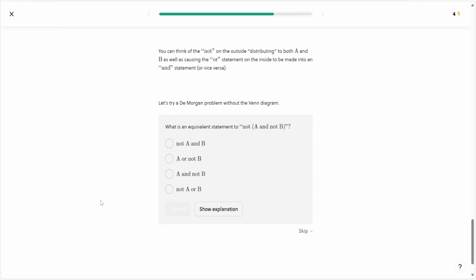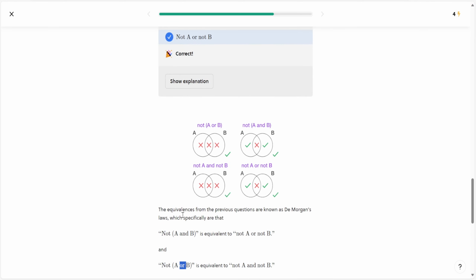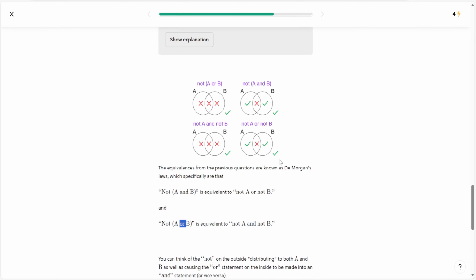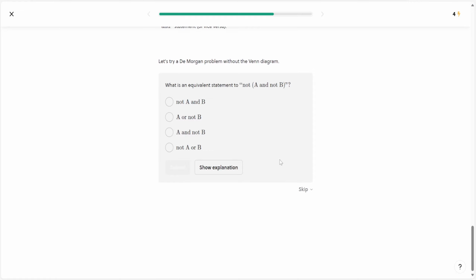So not not B is the same as B. So the answer is not A or B. Not A or B. Right, according to this malarkey, the answer is not A or B. That's what I've got written down anyway.